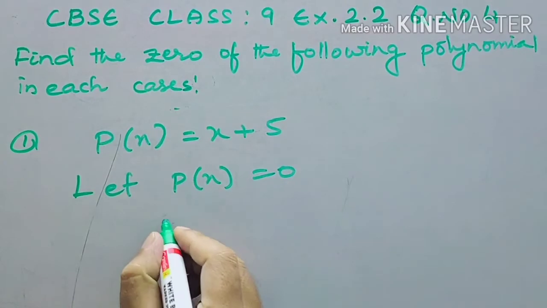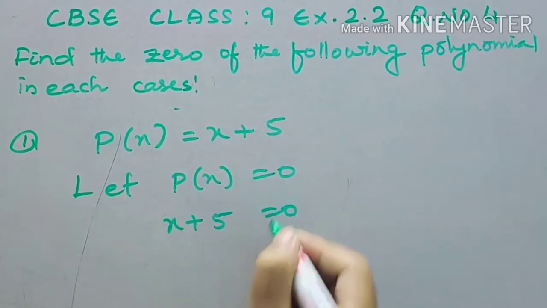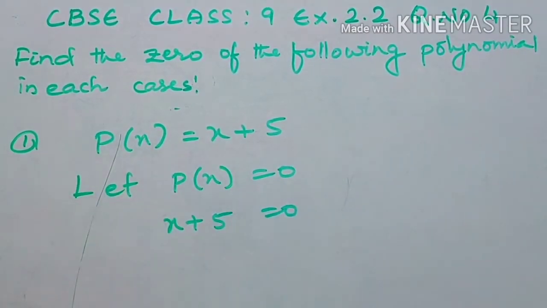What is the p of x now? x plus 5 is equal to 0. Why are we learning this? In the remainder theorem and factor theorem, this will be used. If we want to divide any polynomial by a linear polynomial, we must know the 0 of the linear factor.